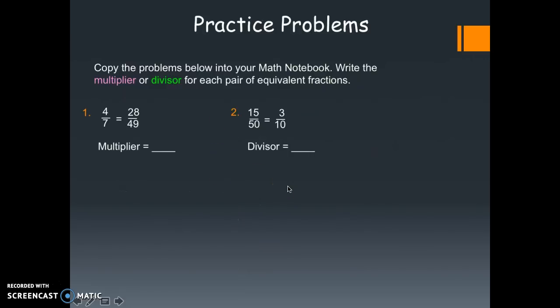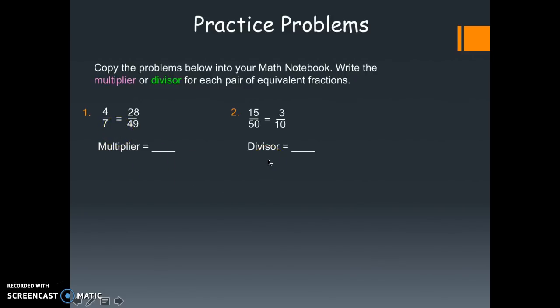So here are your practice problems for today. You're going to copy these problems in your math notebook. And I want to know, first of all, what is the multiplier that you had to use? What did you have to multiply 4 by to get 28? And then it would be that same number that you would multiply 7 by to get 49. Remember from yesterday, whatever you're multiplying by, that is called your multiplier. So what is it in this case?